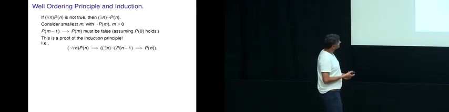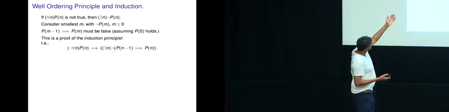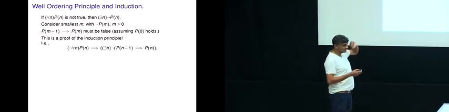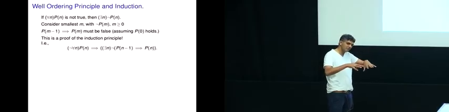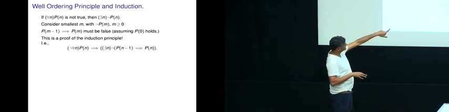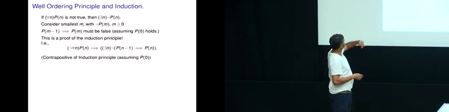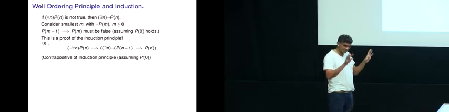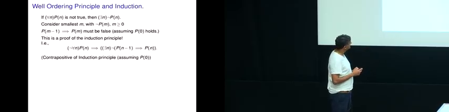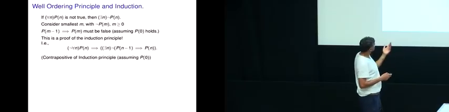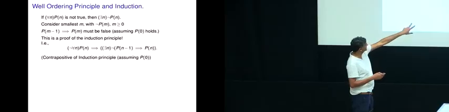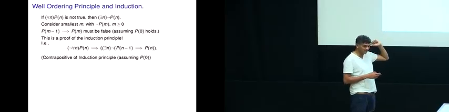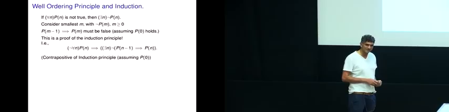It says that if it's not true that this predicate is true on every natural number, there must be some place where p of n minus 1 doesn't imply p of n, assuming p of 0. Let's say p of 0 is true. So that's just the contrapositive of the induction principle. If you just switch the statements and put a not on both sides, that is the induction principle.